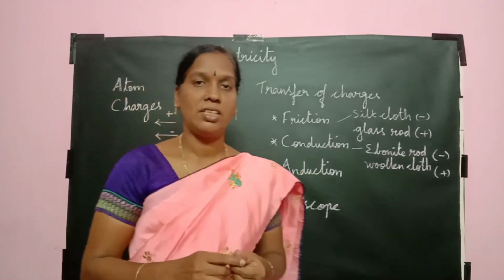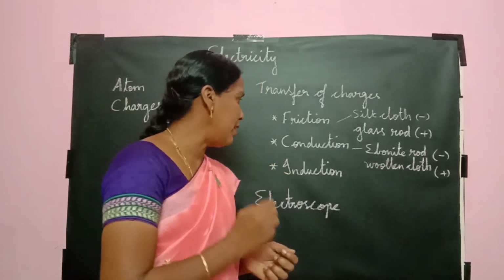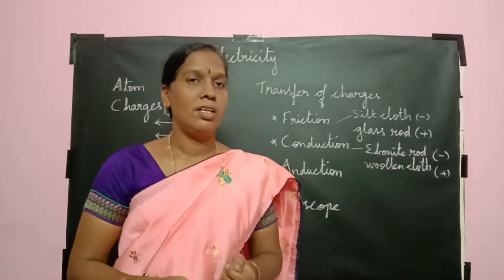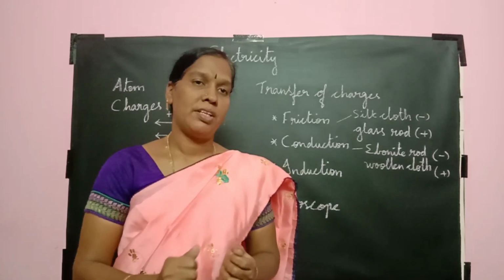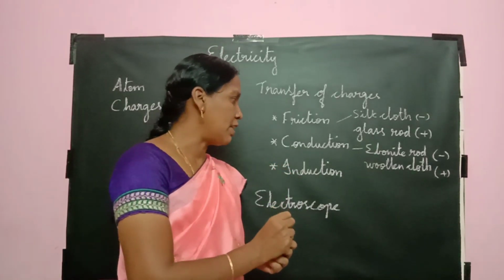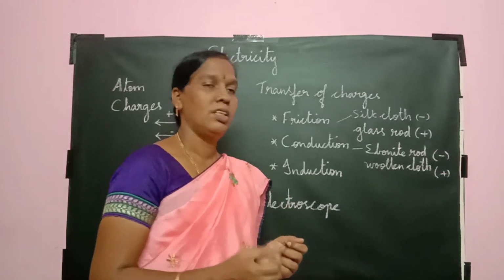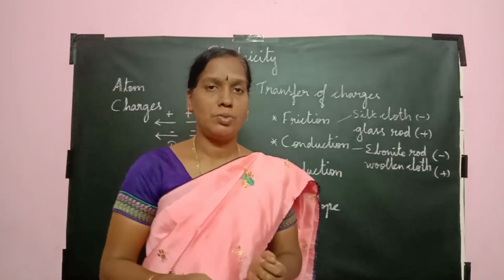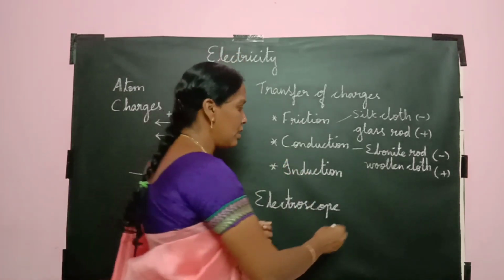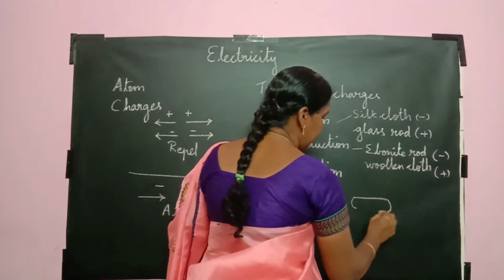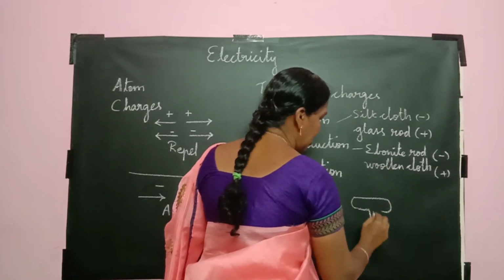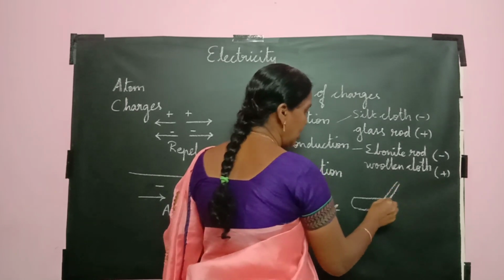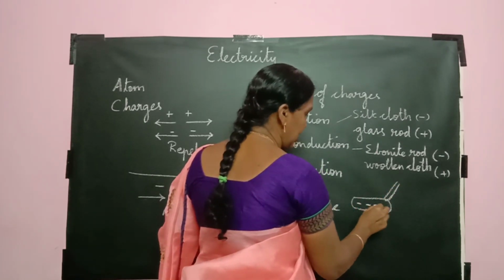In the case of conduction, we take the example of an ebonite rod and a woolen cloth. When we rub them together, the ebonite rod becomes negatively charged, and the woolen cloth loses electrons and becomes positively charged. When the ebonite rod is kept near a cylinder, which is neutral with no charge, and touches it, the cylinder also becomes negative.